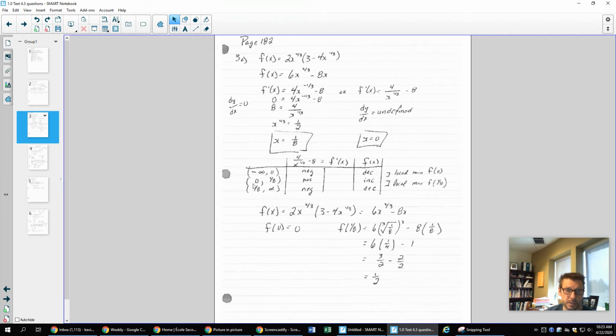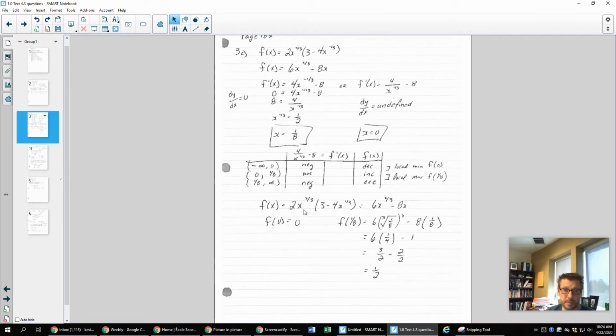So anything between 0 and 1/8 will equal a positive derivative, which means your function is increasing because you have a positive slope. And again, if you pick a number that's larger than 1/8 and you take the cube root of whatever that number is, 1,000 for example, the cube root of 1,000 is 10. 4/10 minus 8 is a negative number. So every number in here is going to give you a negative slope, which is a decreasing function.